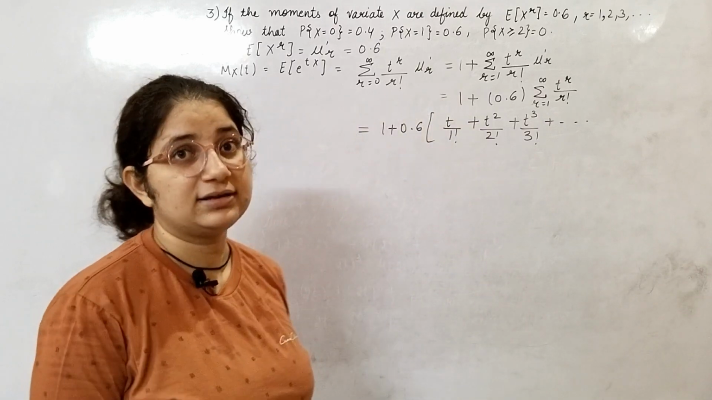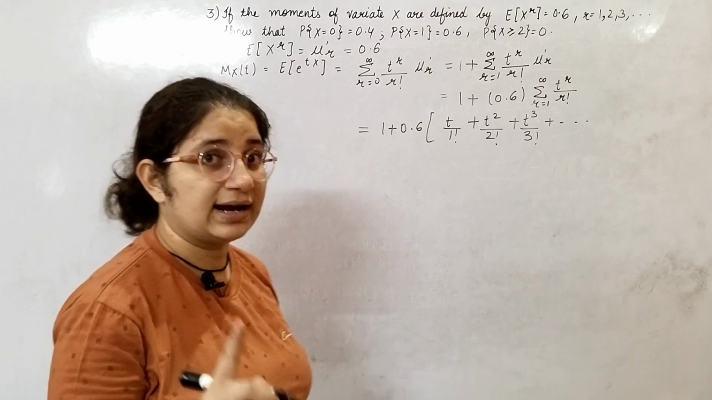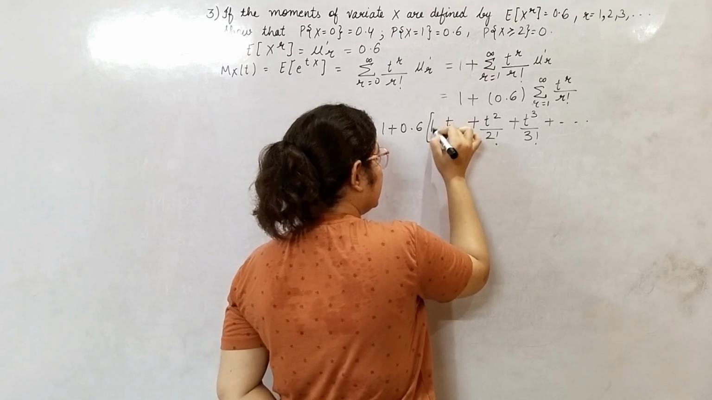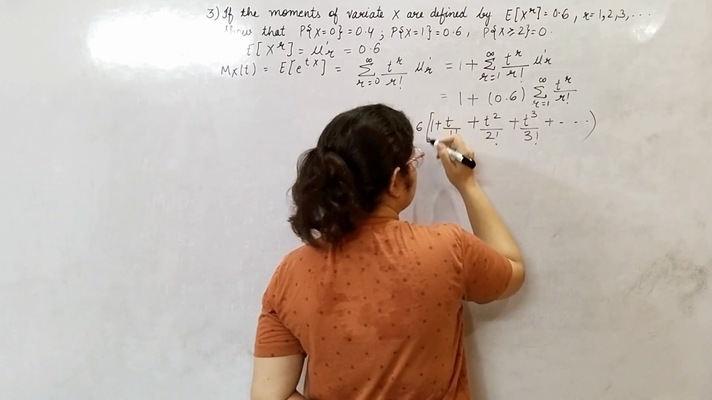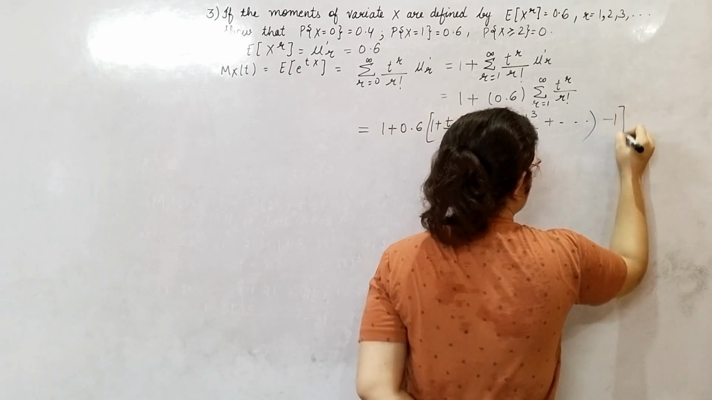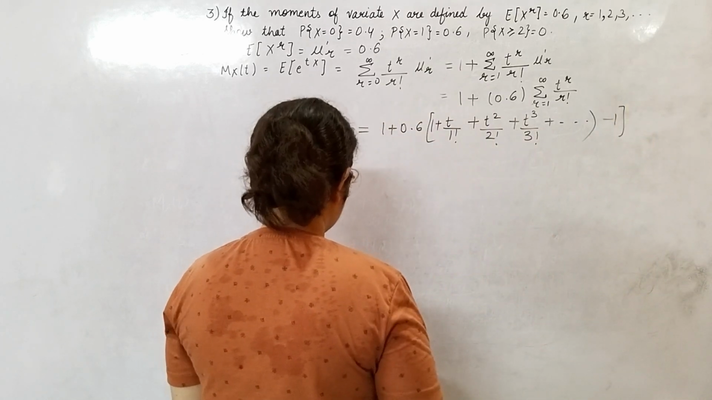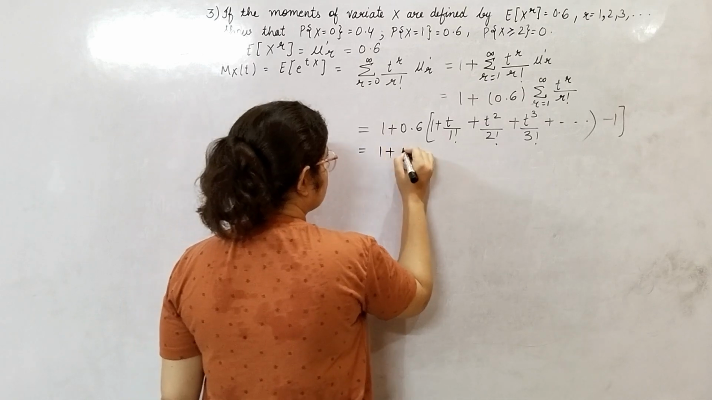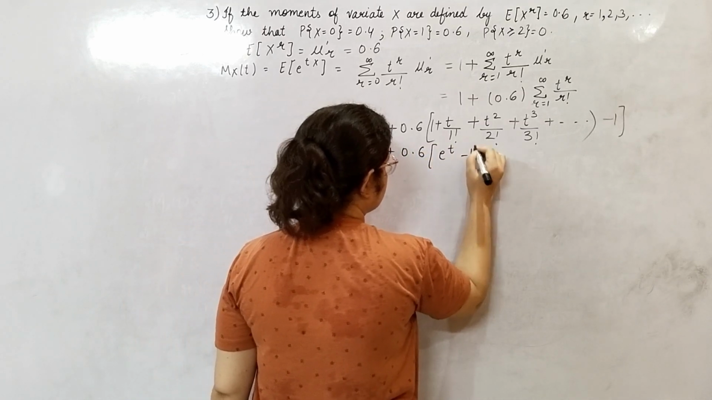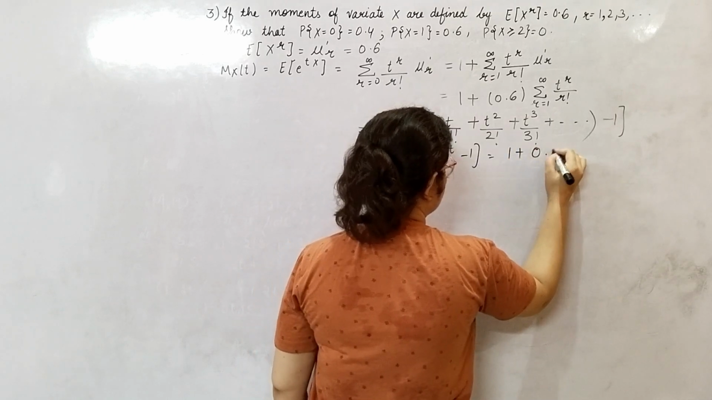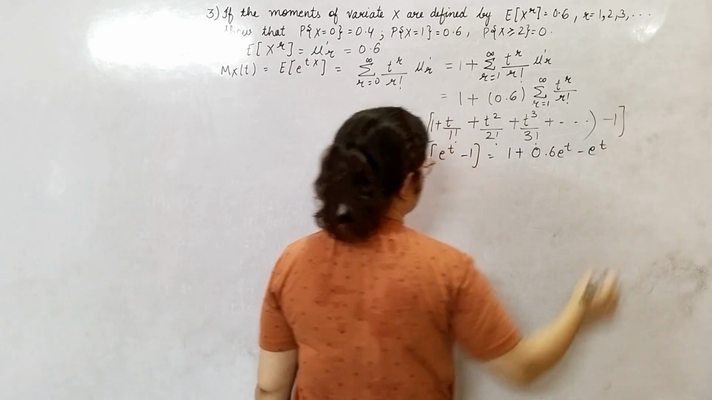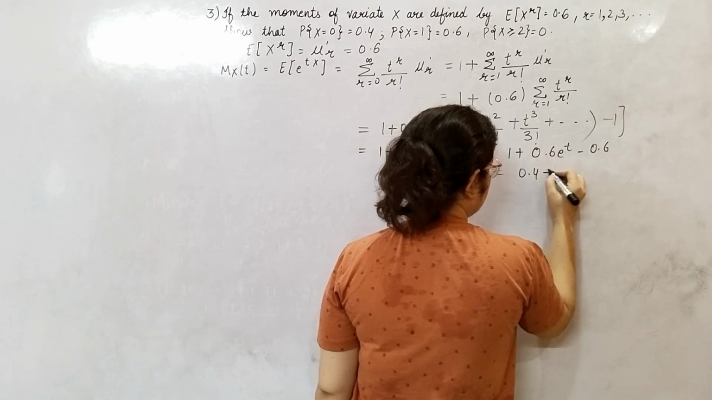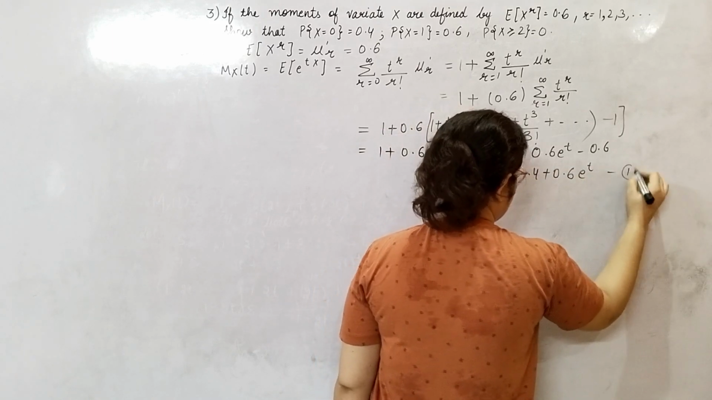If I want to make it the expansion of e to the power t, I need to add 1, and if I am adding, then I need to subtract 1 also. So add 1 here and from this complete bracket subtract 1 from it. So what you will get, and this 1 that you are subtracting, it will multiply with this. So 1 plus 0.6 times (e to the power t minus 1), which is 1 plus 0.6 e to the power t minus 0.6. Okay, so it will be 0.4 plus 0.6 e to the power t, name it as 1.